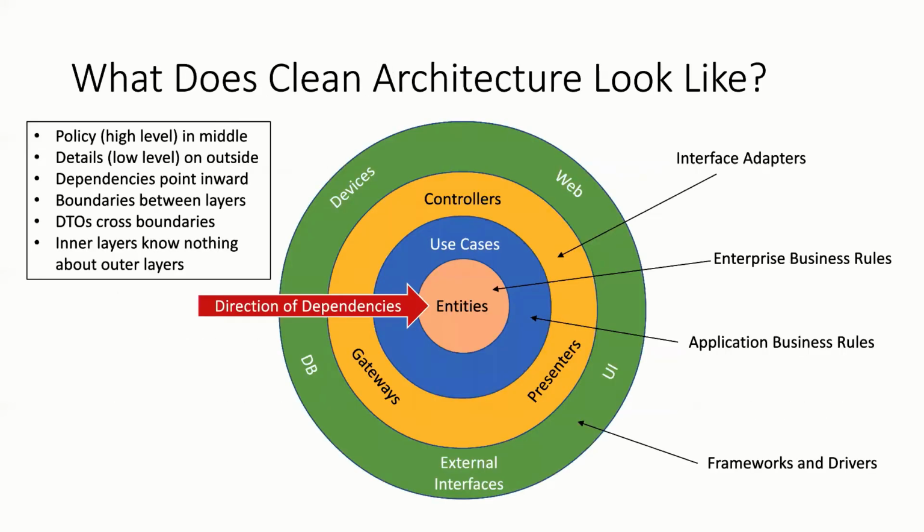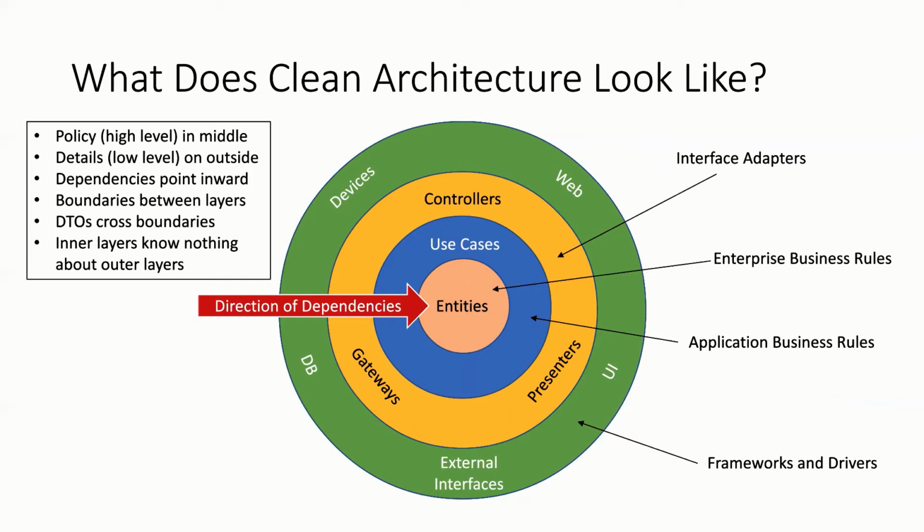Sometimes it's difficult to envision what these things look like. This is what a lot of people call the clean architecture onion, because there's kind of a lot of layers to it. If we look in the middle, entities contain enterprise business rules. We'll get into what all these things are as we get into creating an application with this. But if we come out to the next layer, we've got use cases contain the application business rules.